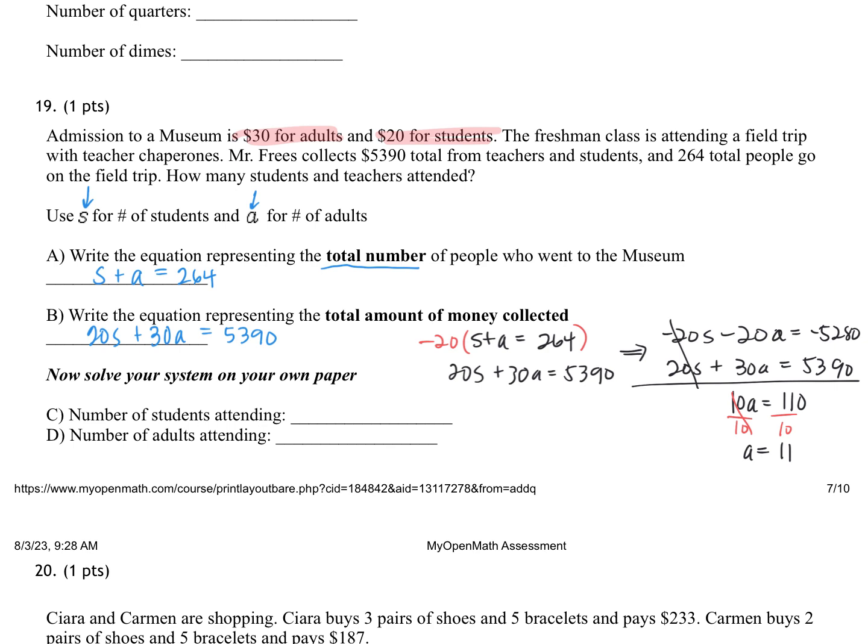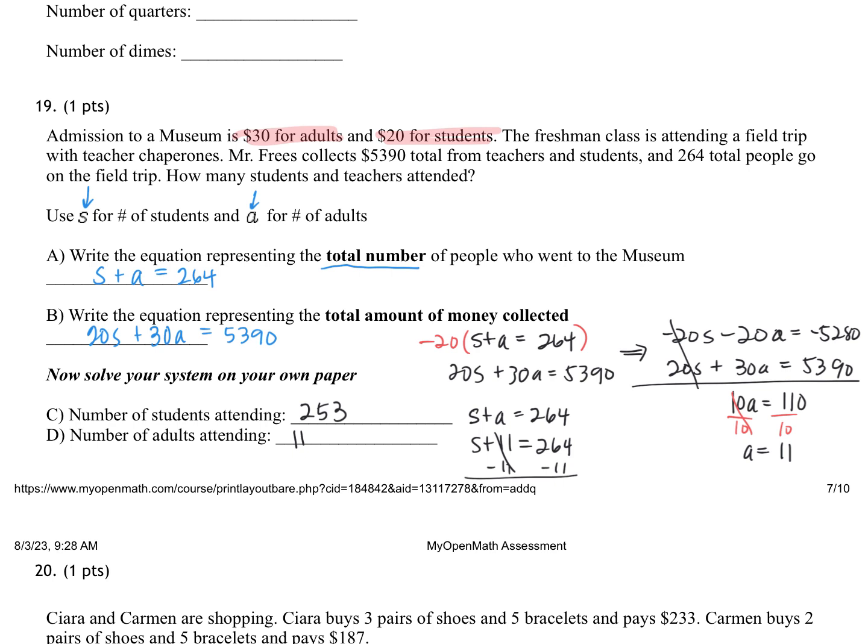So A is the number of adults. So the number of adults attending is 11. And now we would use that to solve for S. The easiest would probably be in the first equation. So S plus A equals 264. Since we know A is 11, we would plug that in. So we would end up subtracting 11 from 264, and we would see we get 253. So 253 students are attending.